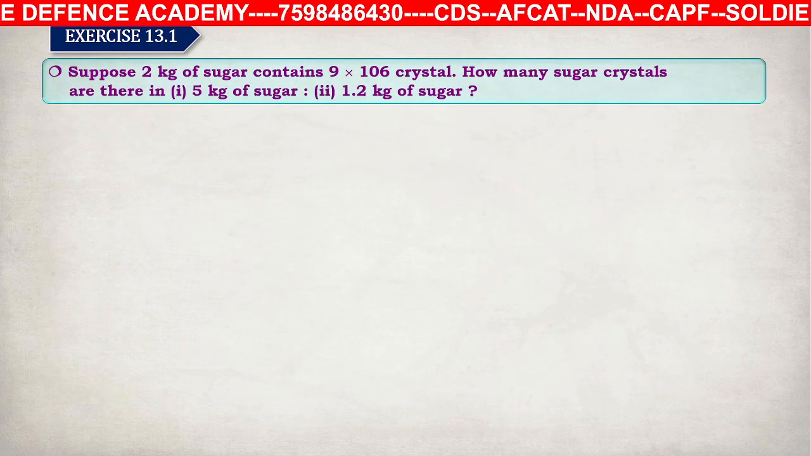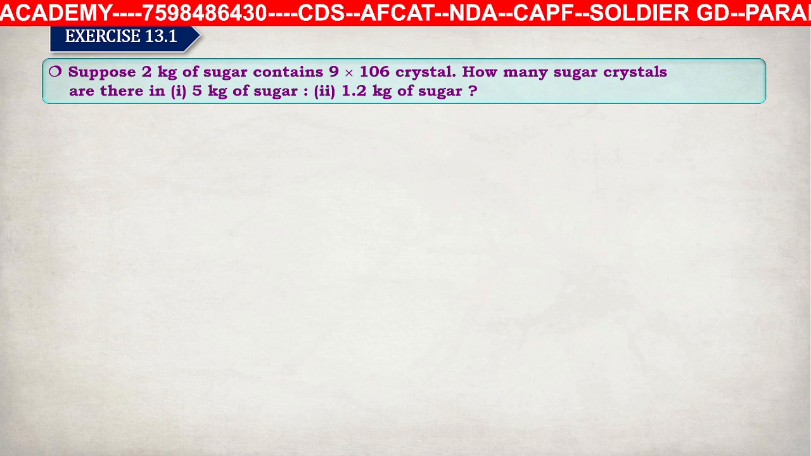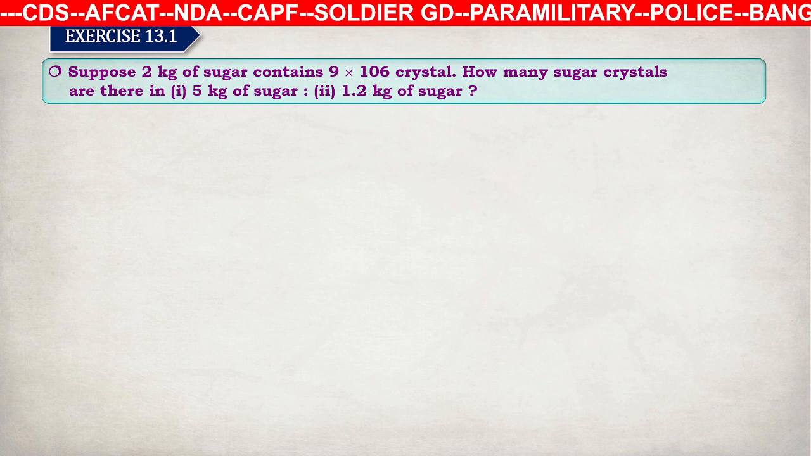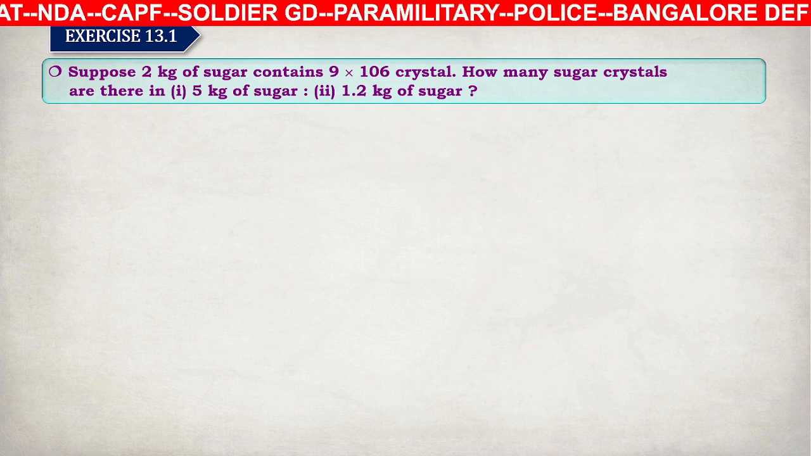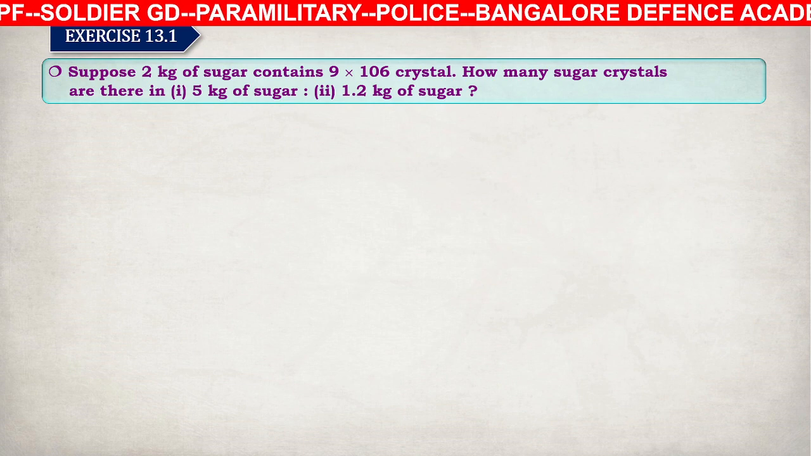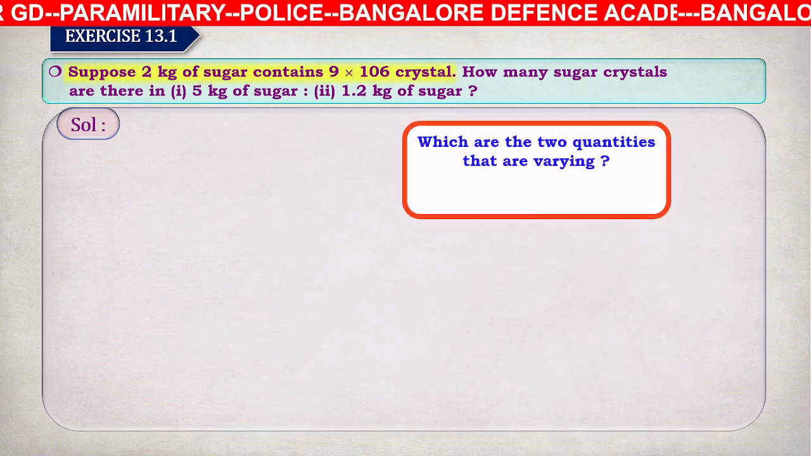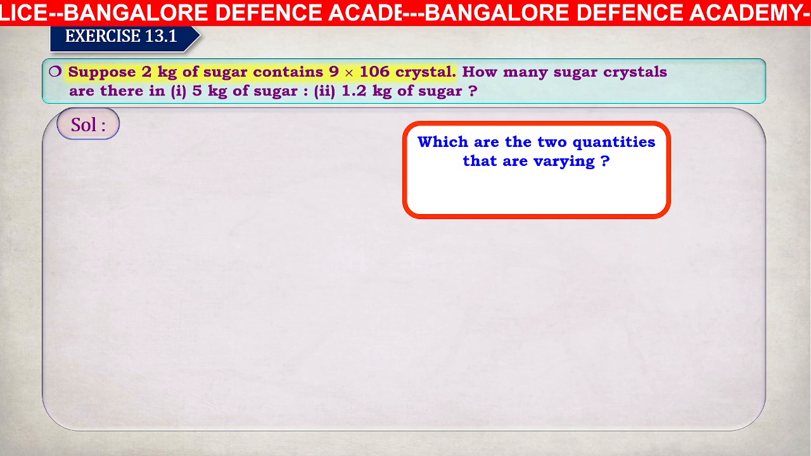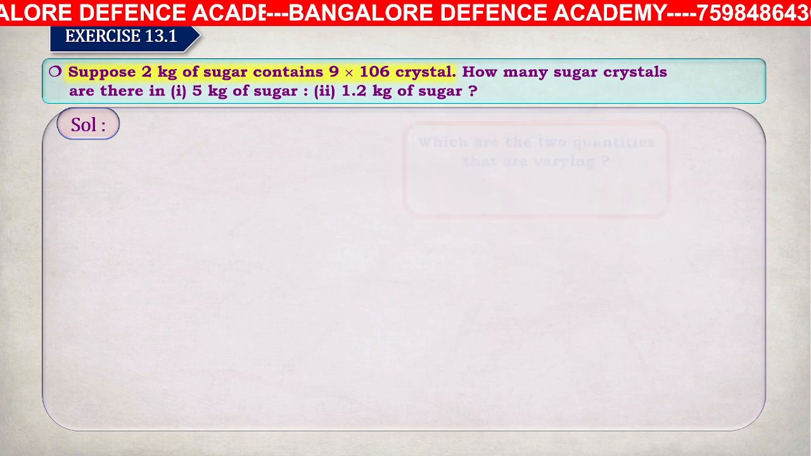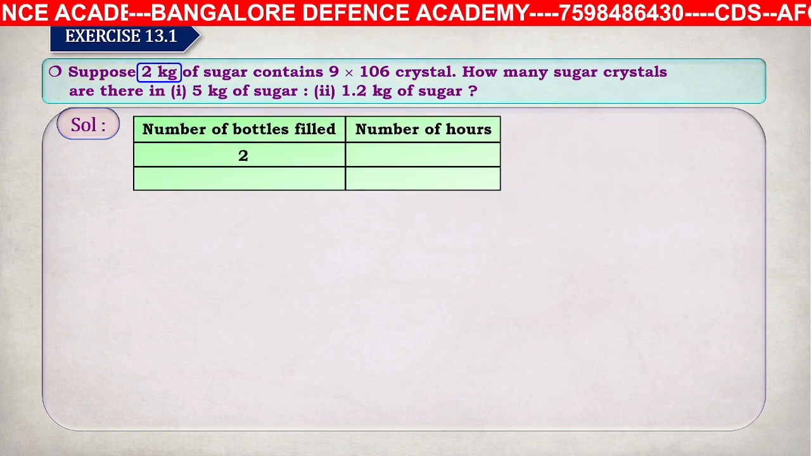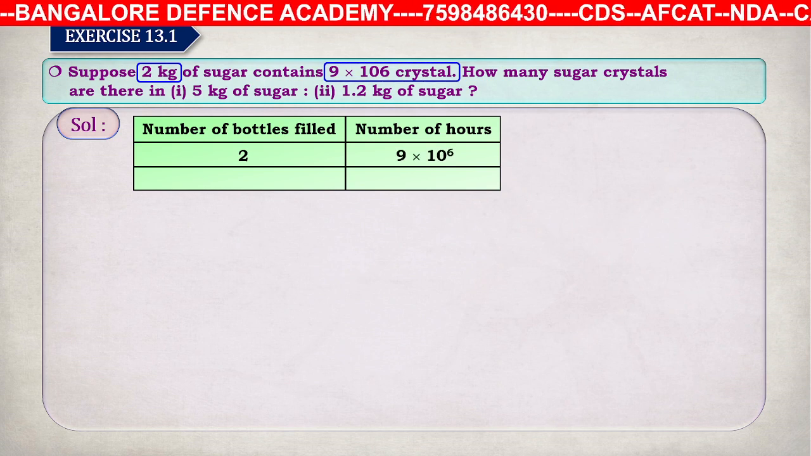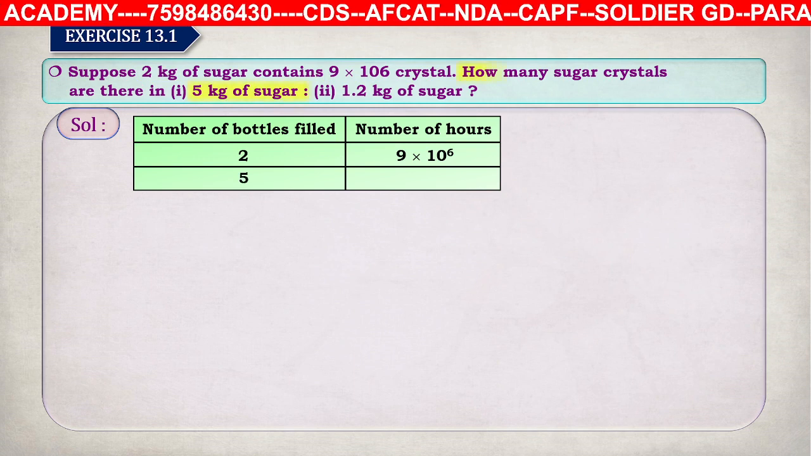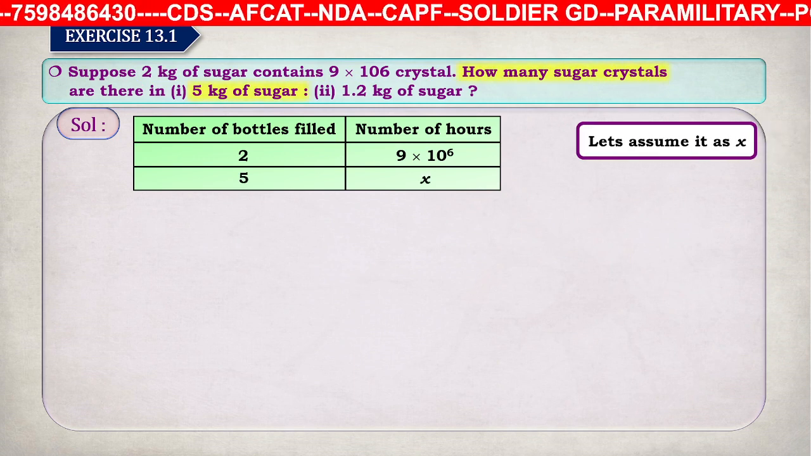Next question. Suppose 2 kg of sugar contains 9 into 10 to the power of 6 crystals. How many sugar crystals are there in 5 kg of sugar, and in 1.2 kg of sugar? So there are two questions to be solved here. For 2 kg of sugar, I'm going to compare two quantities, that is the mass and the crystals. So the weight of the sugar and the number of crystals. For 2 kg, the number of crystals is 9 into 10 to the power of 6. And then for 5 kg, how many crystals will be there? For this, I'm going to take it as x.